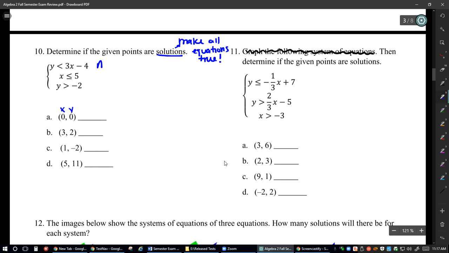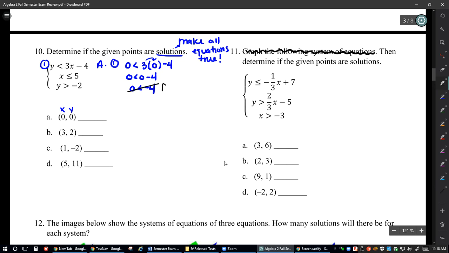And so for letter A, I'm going to start off with the first one. And so for number 1, it says y less than. So y is a 0 less than 3 times x, which is also 0, minus 4. And we're going to simplify this. So 3 times 0 is 0, and 0 minus 4 makes negative 4. Now, is 0 less than negative 4? And this is a no. This is false.